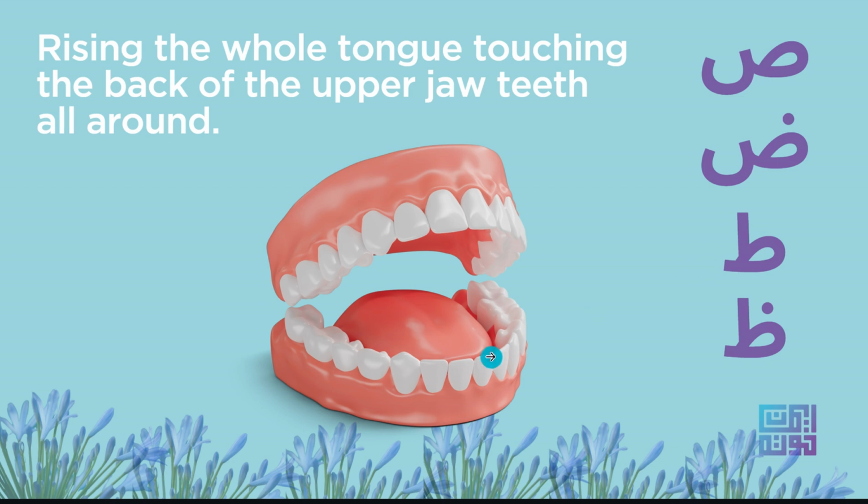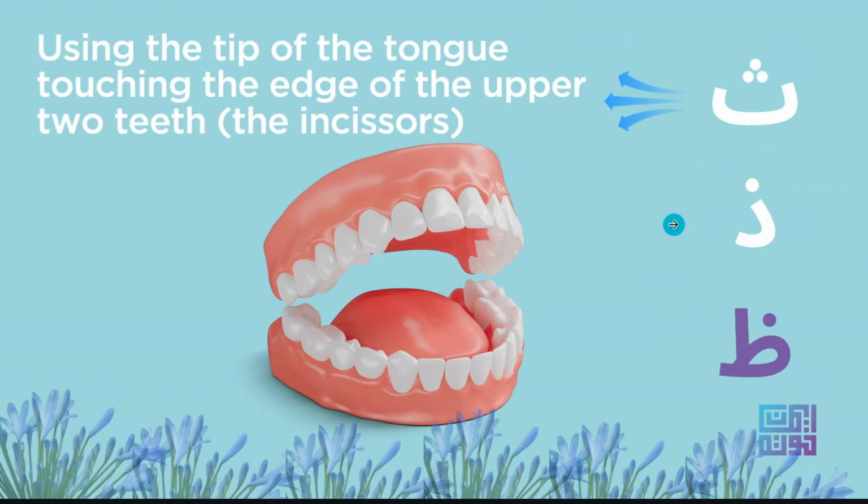It's because the tongue rises up, touches the back of the upper teeth, all around the upper jaw, and it causes this sound. And then we have the letter dha. The tip of the tongue, or the whole tongue rises, but the tip of the tongue touches the edge of the upper two teeth. Okay? So all these four letters are elevated, are huruf mufakhama.